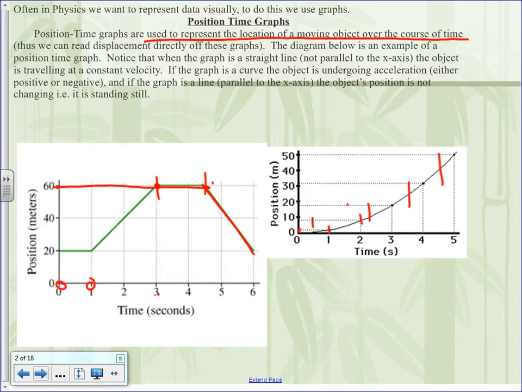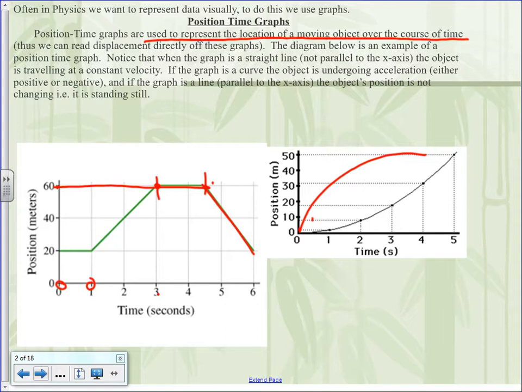So anytime we see a curve on a graph like this, we know the object is accelerating. Now in this case, accelerating means going faster and faster. What if the graph, instead of having a curve like that, had a curve like this? Right, it's decelerating. It's slowing down.